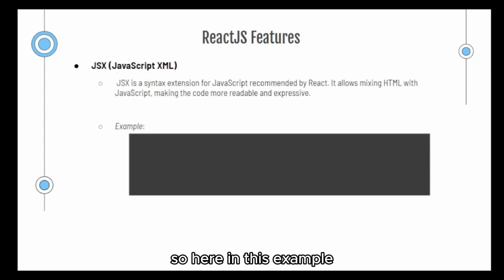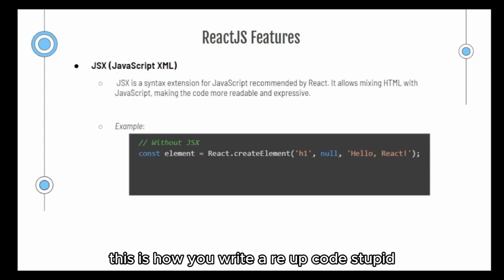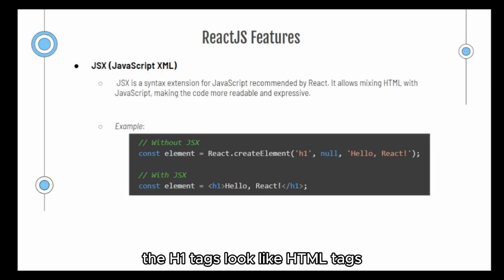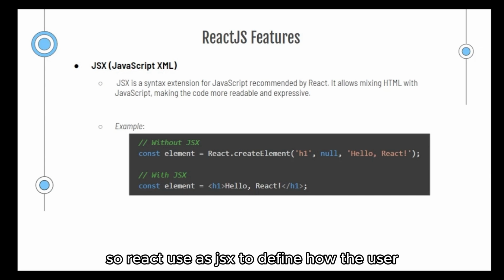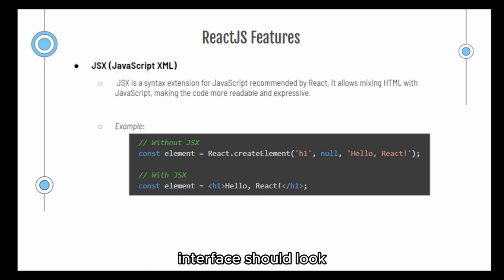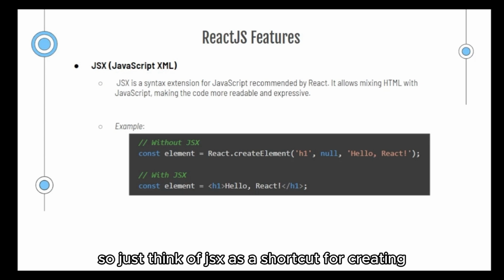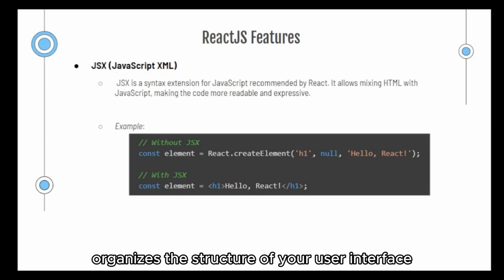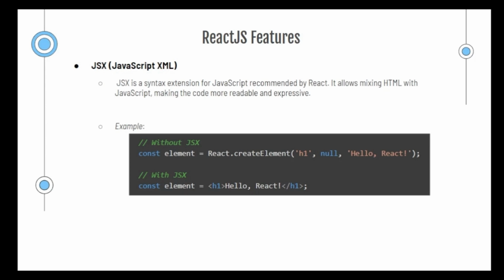So here in this example, this is how you write a React code snippet without the use of JSX and with the use of JSX. So as you've noticed, the H1 tags look like HTML tags, but they are actually JSX syntax. So React uses JSX to define how the user interface should look. So just think of JSX as a shortcut for creating elements that will make up your web page. It makes the code more readable and visually organizes the structure of your user interface.